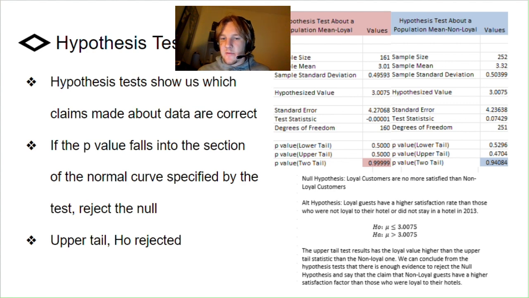So this is not definitive proof, but it is evidence that we can base our statement on, that loyal guests have a higher satisfaction rate than those who were not loyal to their hotel at the Barcelona World Congress in 2013. And we can say that because of this rating of 0.5 being higher than 0.47. So we would reject the null hypothesis, and we would lean toward accepting the alternative hypothesis that loyal guests have a higher satisfaction rate than those who were not loyal.